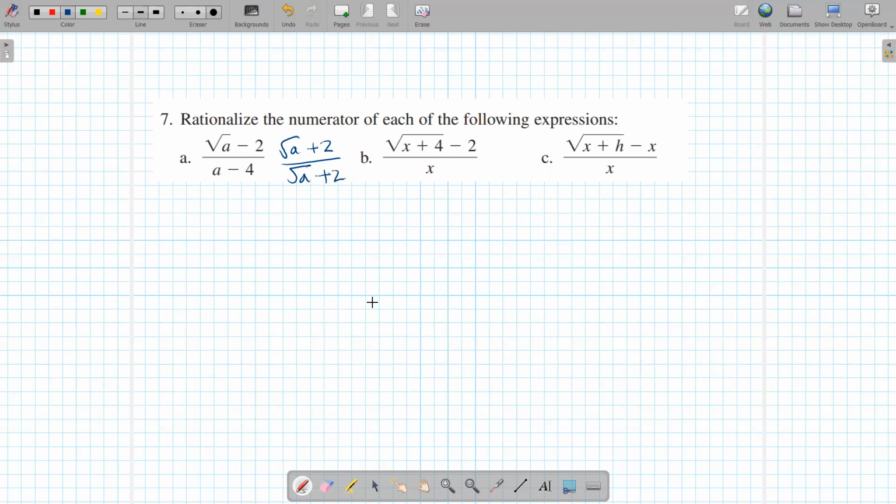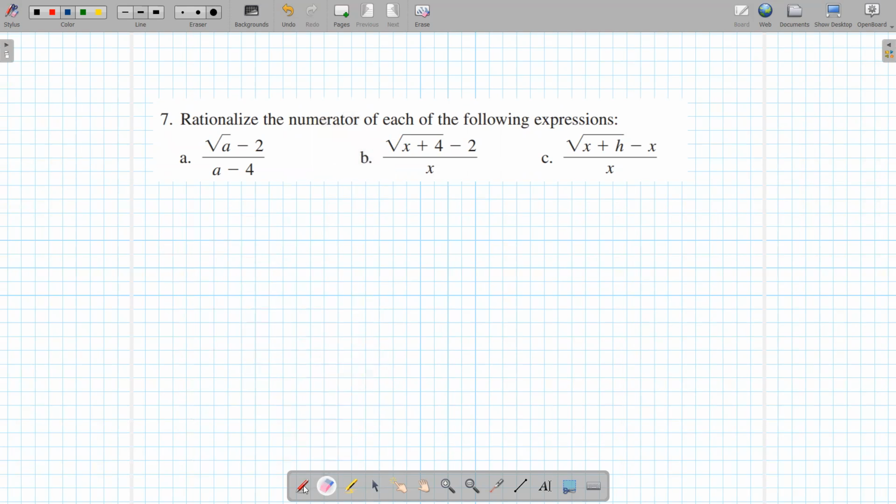What do we get on the top? A minus 2. Not A minus 2. Try again. A minus 4. Yeah, A minus 4. On the bottom, you can just leave it as it is. And you're done.